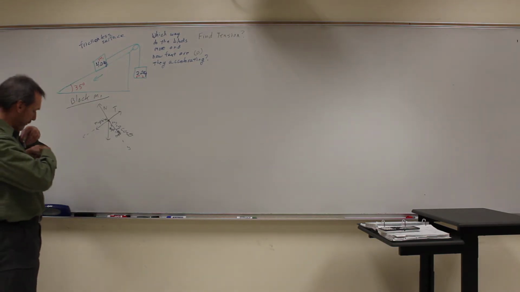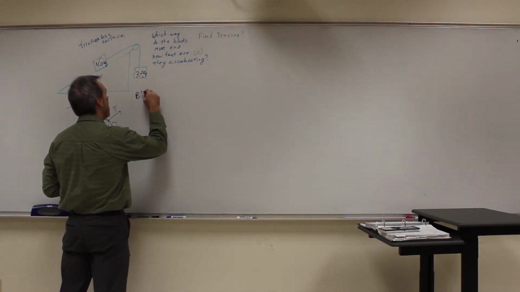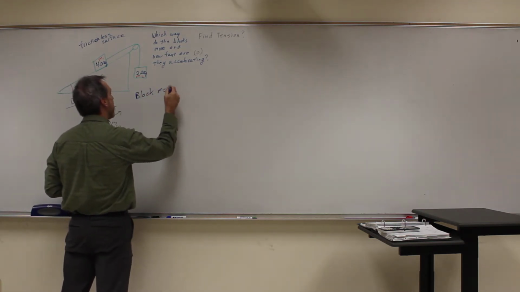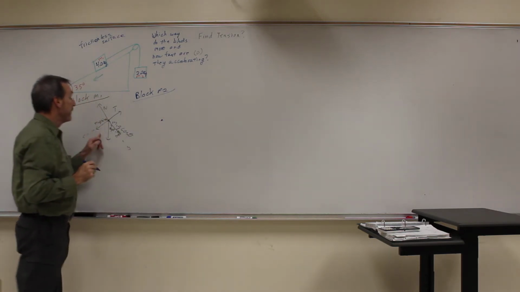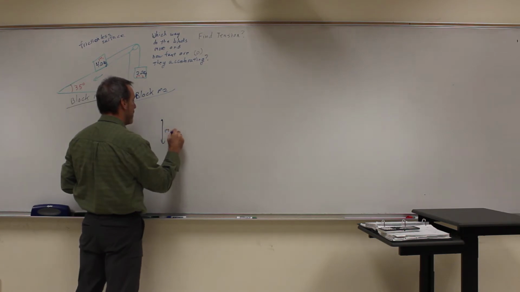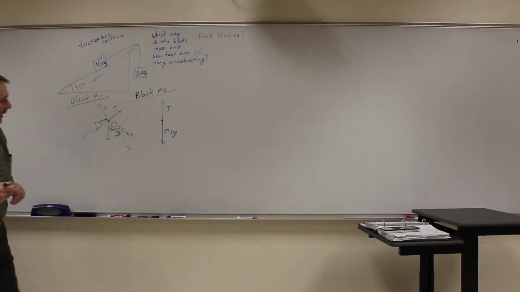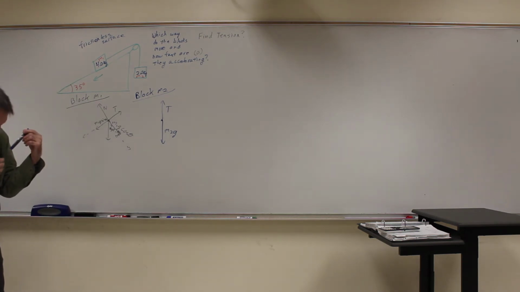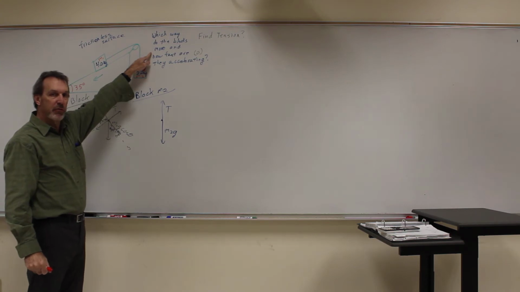Now let's do block M2. For block M2, we have just this: M2g going this way, and tension going this way. All right, the first part of this problem asks us, which way do the blocks move?